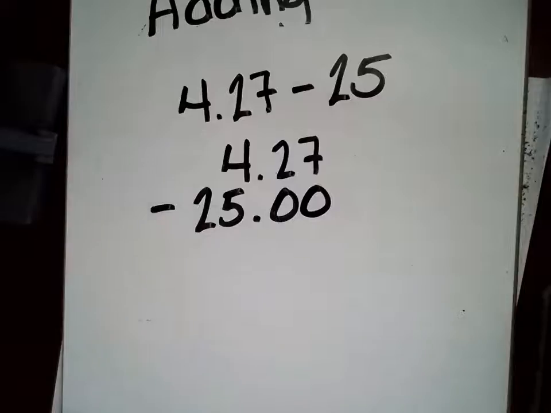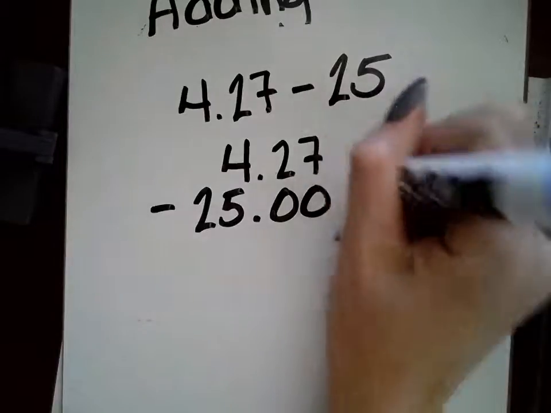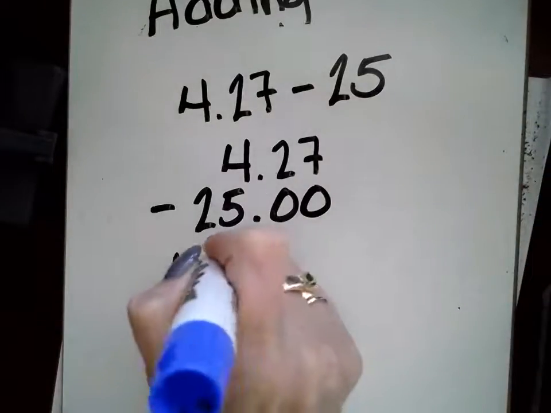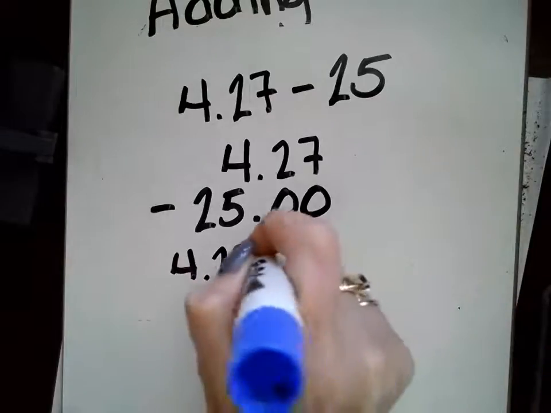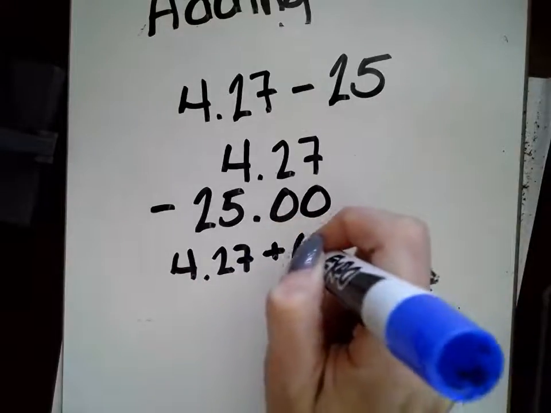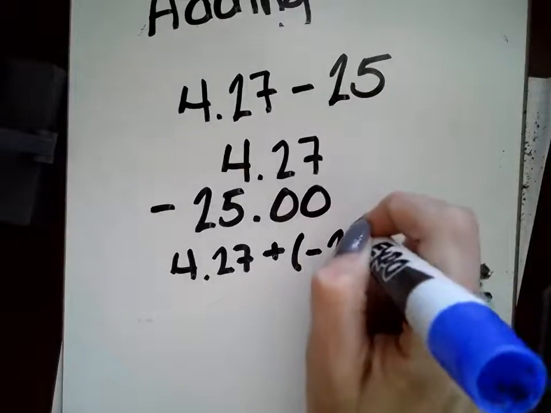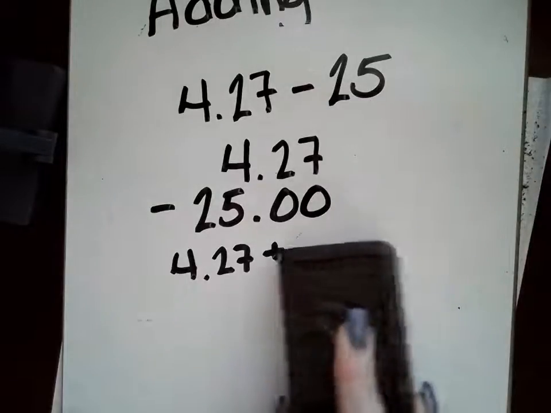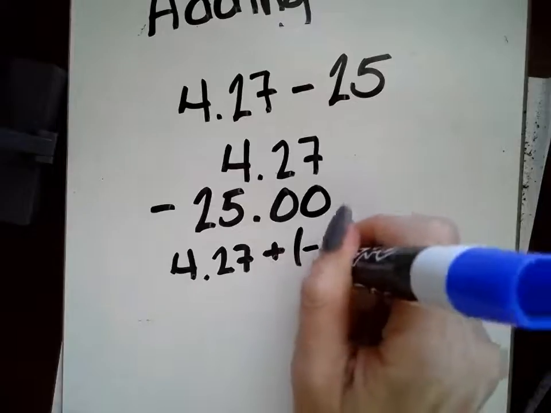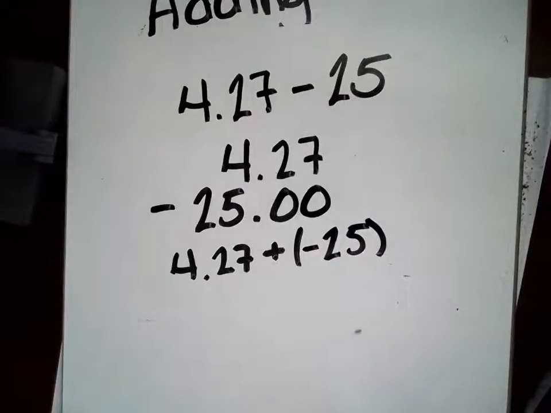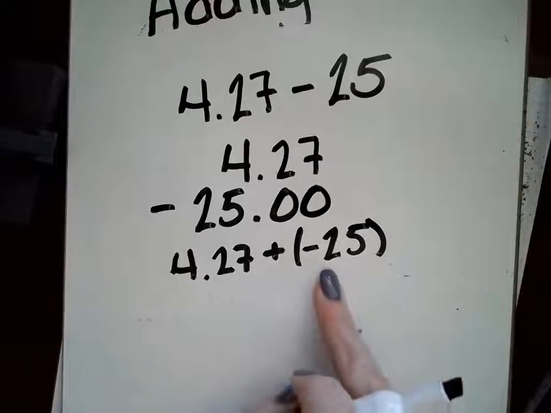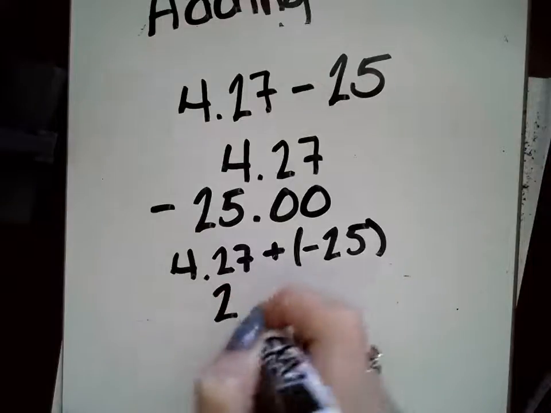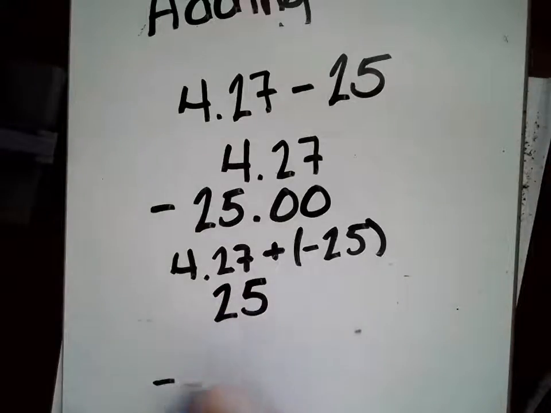But notice what happened here. If we're going to subtract, we know that we're going to have some negative values. So don't forget that you could very easily say that this is the same as 4 and 27 hundredths plus the opposite of 25. And when we do this, remember we're adding, we determine the sign of the number with the largest absolute value, which is 25. So that means our sign is going to be negative. We can just throw that in there.